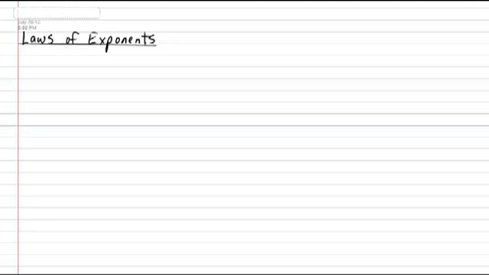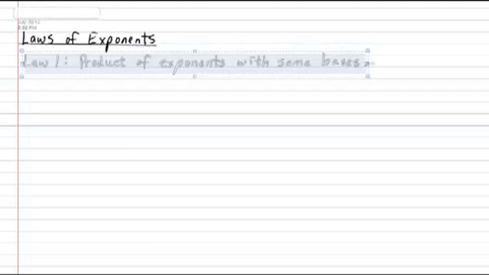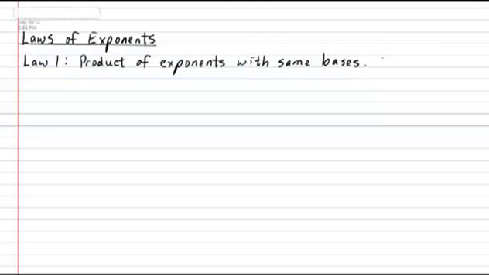Let's take a look at the first of these laws of exponents. The first one that you studied in grade 9 was perhaps the following. Law number 1, the product of exponents with the same bases. This law looks like the following. Suppose you have base x to the power of m multiplied by the same base, x, exponent n. Do you remember what you were allowed to do with the exponents in this particular case? Good for you. If you remember that, you're allowed to add the exponents.